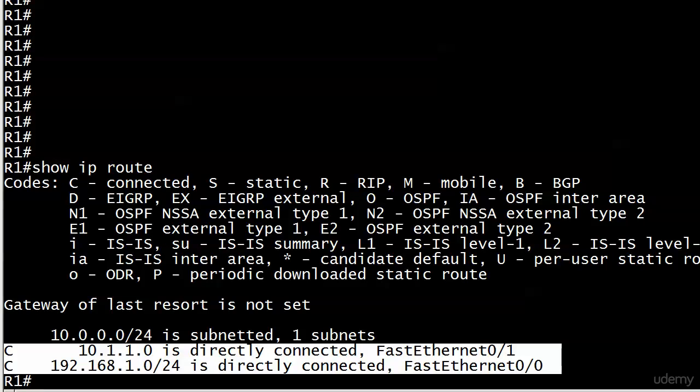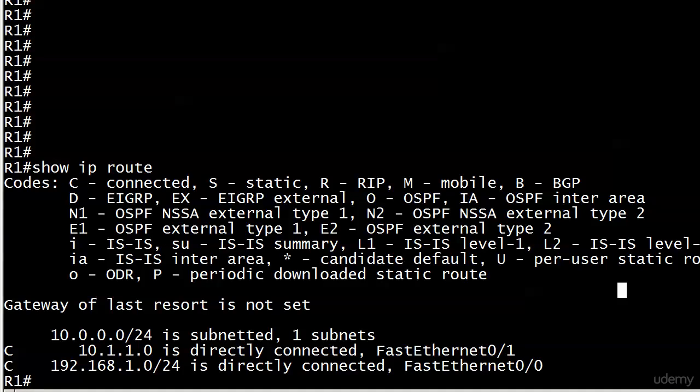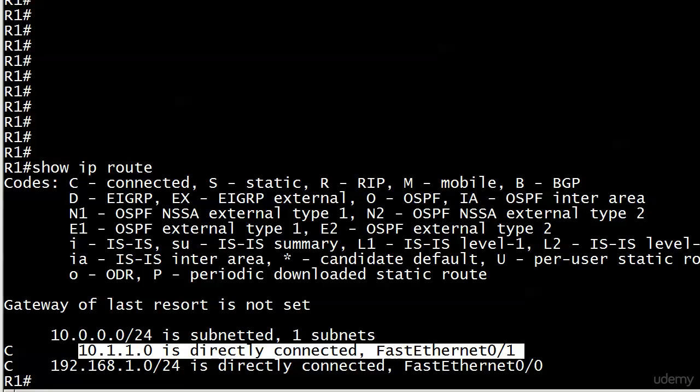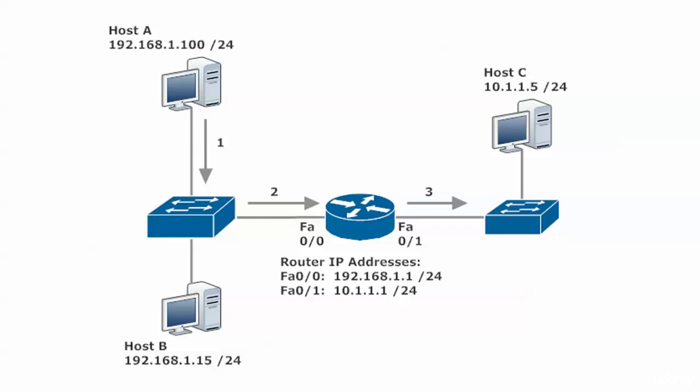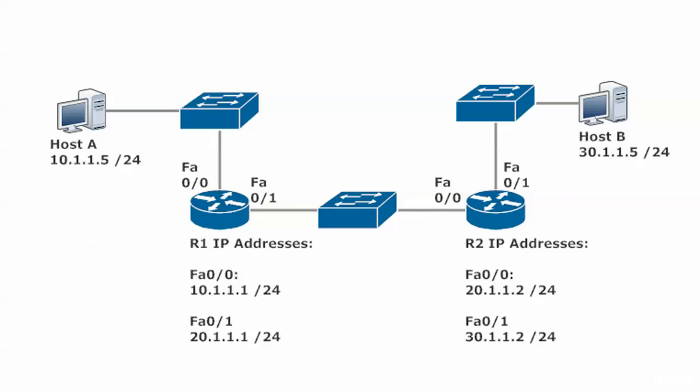And it says, do I have a match for this? And here's the match for the destination 10.1.1.0. There it is, directly connected FastEthernet 0/1. The router says, okay, I will now send these packets out 0/1. Host C off the switch will receive them. So, hey, routing is simple, right? Well, when it comes to a directly connected route and that's all you have, then it's pretty simple.